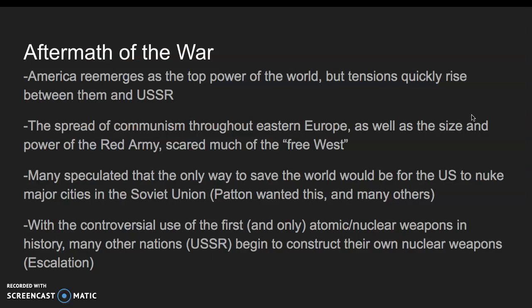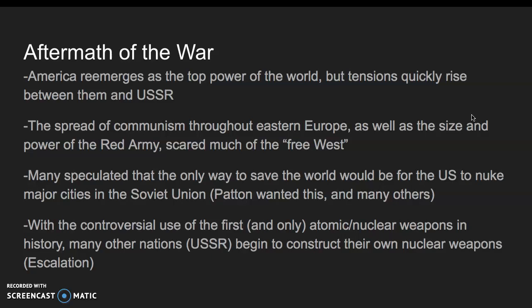Aftermath. America reemerges as a top power of the world, but tensions quickly rise between them and the USSR. The spread of communism, led by the Soviet Union, throughout Eastern Europe, as well as the size and power of the Red Army, scared much of the free West. Many speculate that the only way to save the world would be for the U.S. to create more nuclear weapons and nuke major cities in the Soviet Union. General Patton wanted this, and many others did as well.